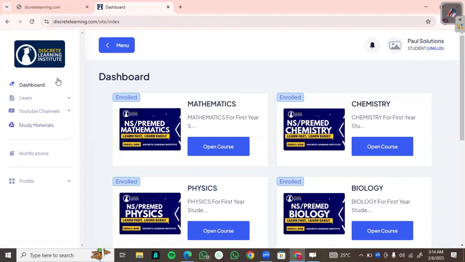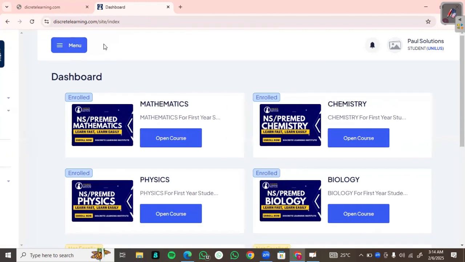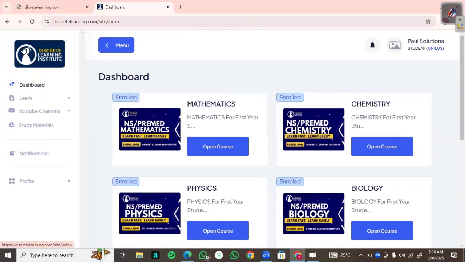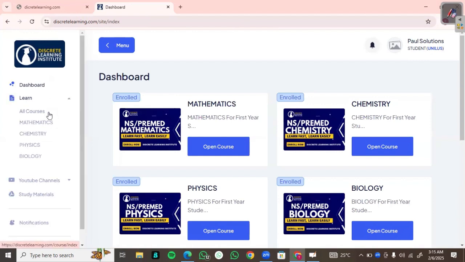So allow me to explain some of the things that you can see here. On this menu here, if you click that menu, the menu will disappear. If you click it again, it will appear. On the menu, we have this where it's written learn. When you click on learn, you're going to find all the courses that you are registered in. Then you can close that.